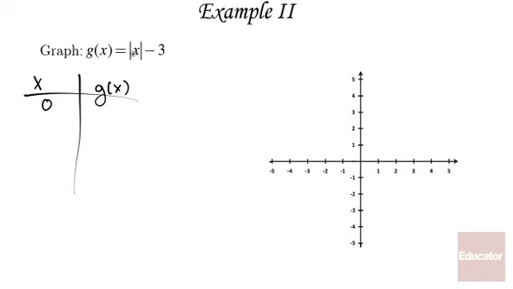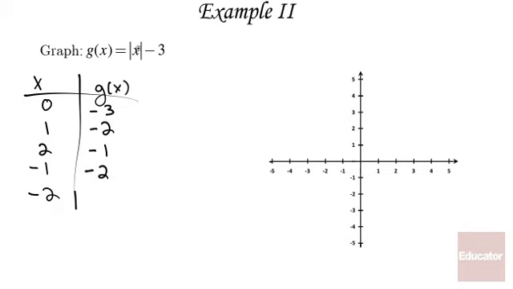When x is 0, the absolute value of x is 0, minus 3, that gives me negative 3. When x is 1, the absolute value is 1, minus 3, so g of x is negative 2. When x is 2, absolute value is 2, minus 3 is going to give me negative 1. Now let's pick some negative numbers for x, because that's really important to do with an absolute value graph. When x is negative 1, the absolute value is 1, minus 3 gives me negative 2. You can already see my V shape is going to occur.